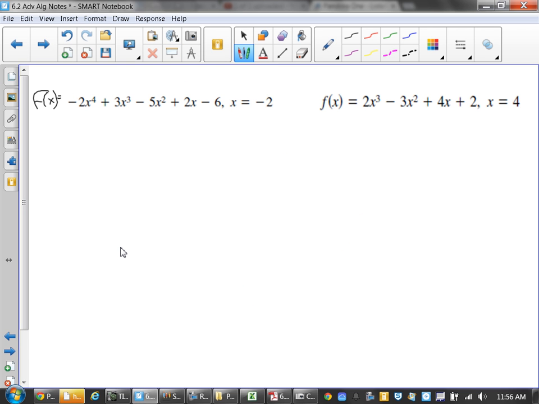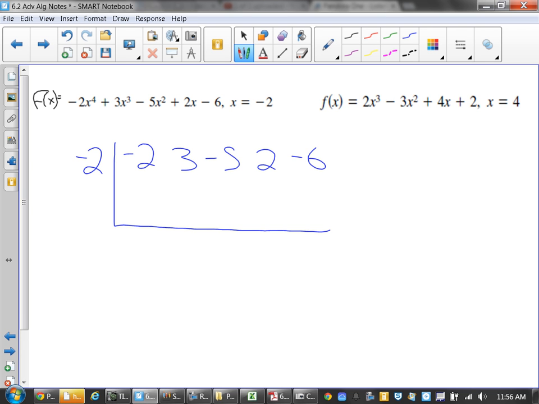Let's do one more because we've got like a minute. So here's negative 2. I'll put in your coefficients for you. Negative 2, 3, negative 5, 2, negative 6. I already took care of the coefficients for you. And I want to synthetically substitute in negative 2 for x and see what I get for y.